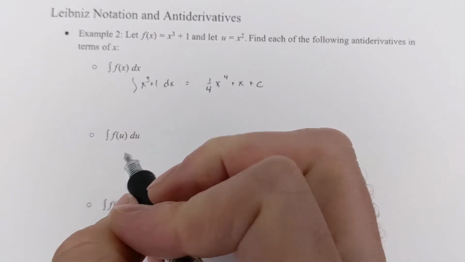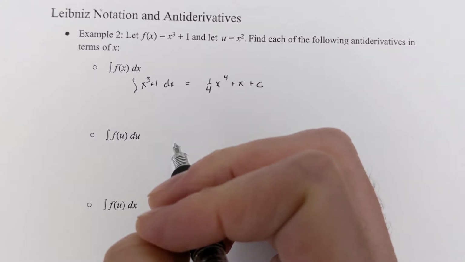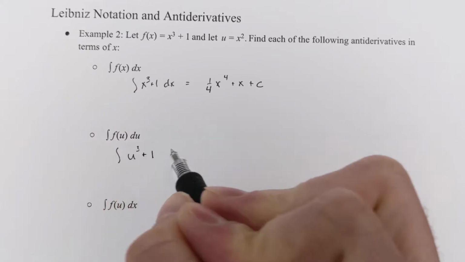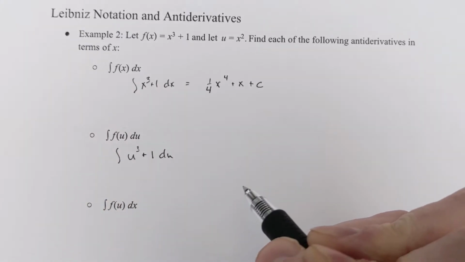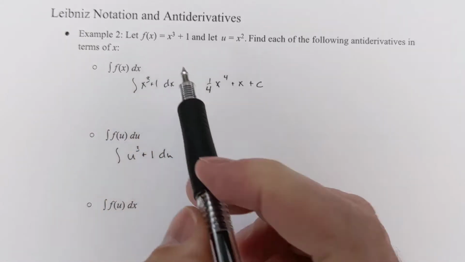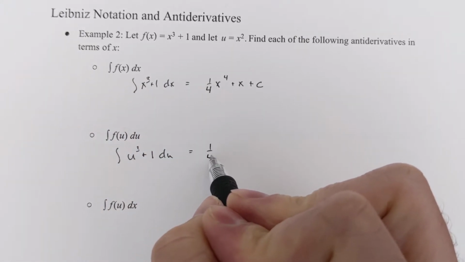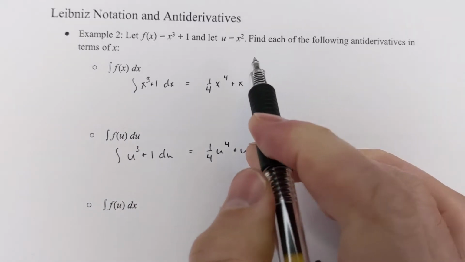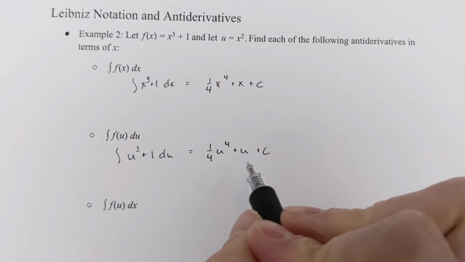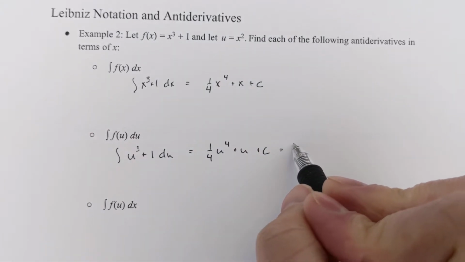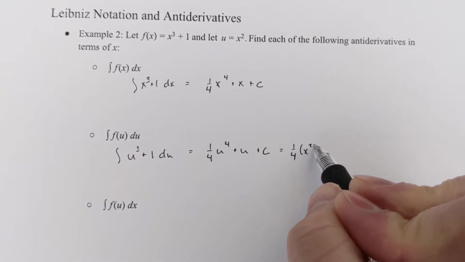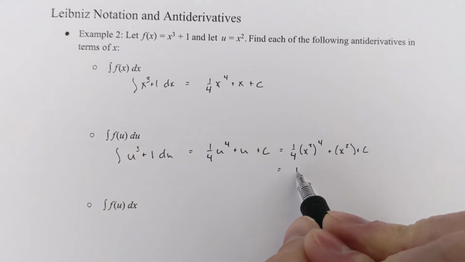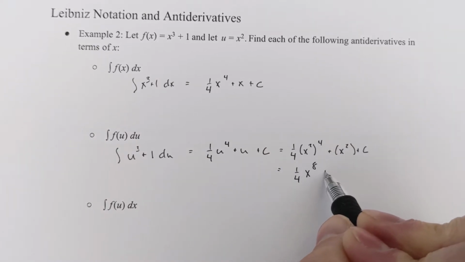So here, f of u is this equation, u cubed plus 1 du, because it's just the f of x equation with u instead of x. So this would be 1/4 u to the 4th plus u plus c. But since it says in terms of x, I need to replace these u's with x squareds. So this becomes 1/4 x squared to the 4th plus x squared plus c. So 1/4 x to the 8th plus x squared plus c.